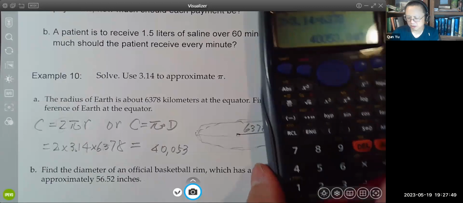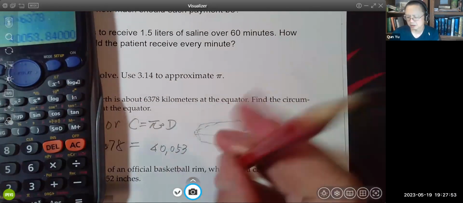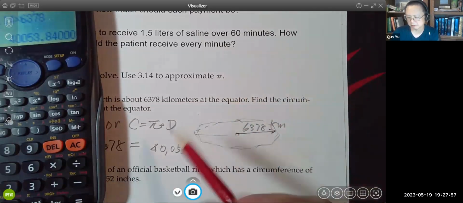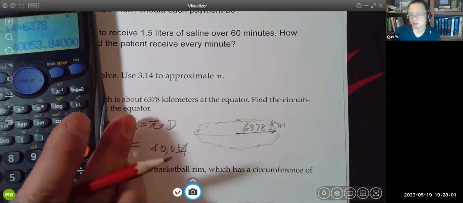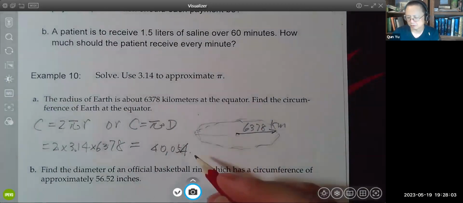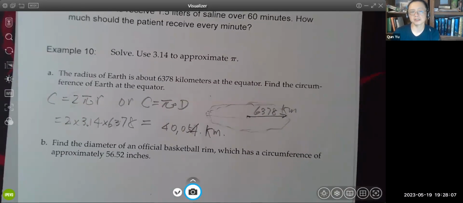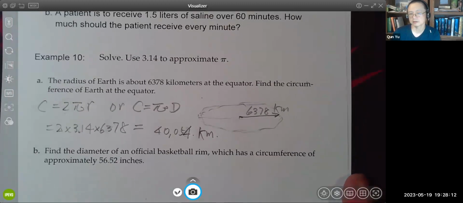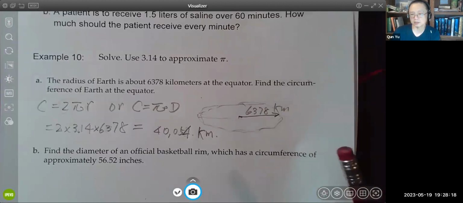It didn't say round to which number. Let's just round it to the whole number, because for such a big number, rounding up half a kilometer doesn't make much difference. So 40,054 kilometers. Don't forget the unit. For any measurement, we need to have a unit. Otherwise, you could misunderstand the result. If you give the number to other people without a unit, it could mislead them.